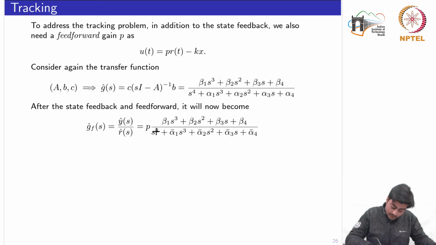So for this transfer function, the denominator would contain all the desired eigenvalues, written in terms of a characteristic polynomial with the coefficients alpha i bars, and the numerator won't change as we had seen earlier. Now in addition to this overall transfer function, we have an additional parameter P associated with it.